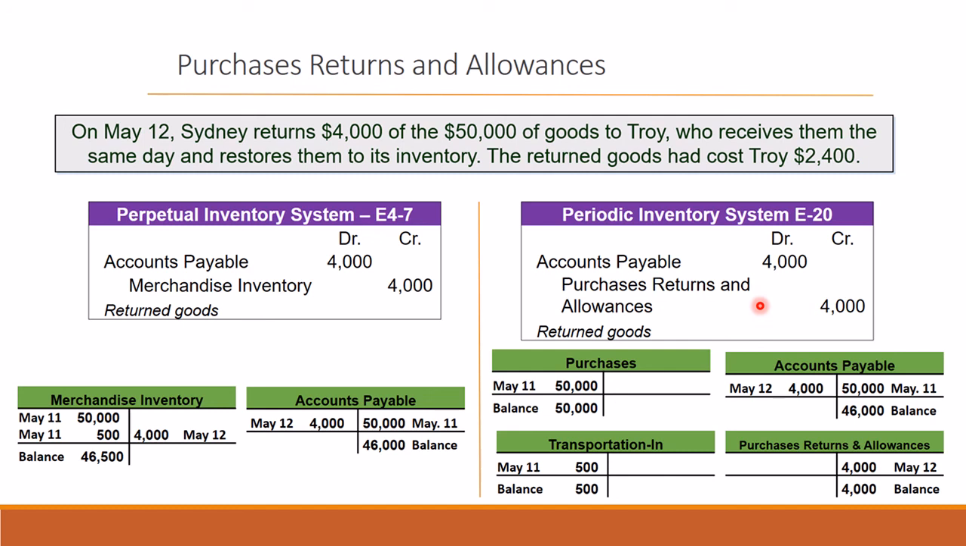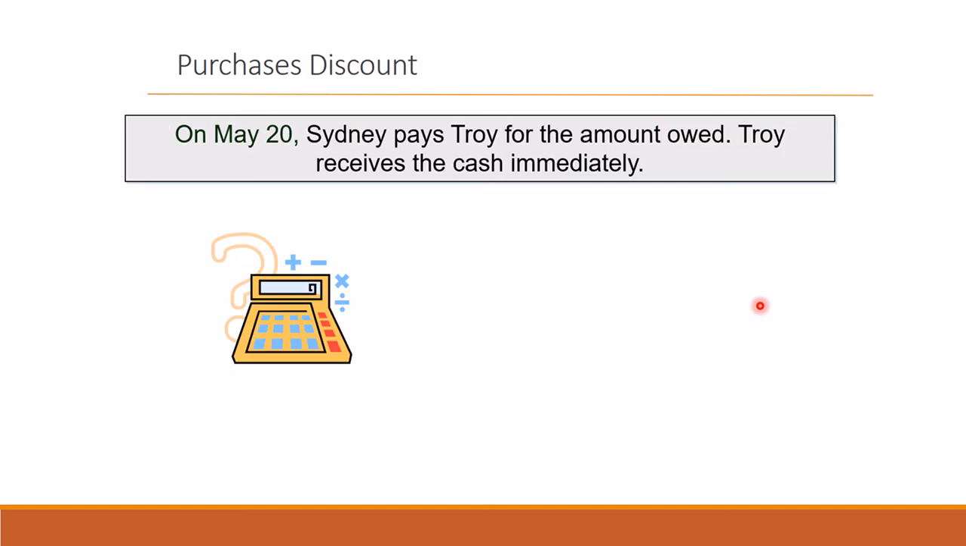Most companies with a periodic inventory system prefer to show their purchases in a purchases account and record any returns and allowances in a separate account, like purchase returns and allowances, because they want to keep track of the dollar amount of defective product being returned to their suppliers separate from the original purchase. They'll typically have both of those accounts. Let's continue to move on.